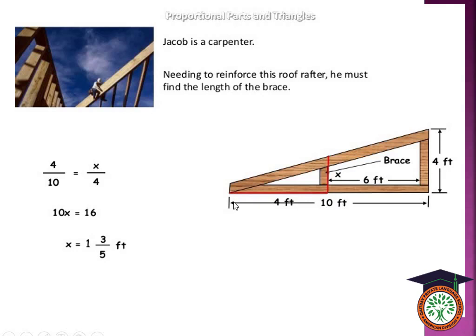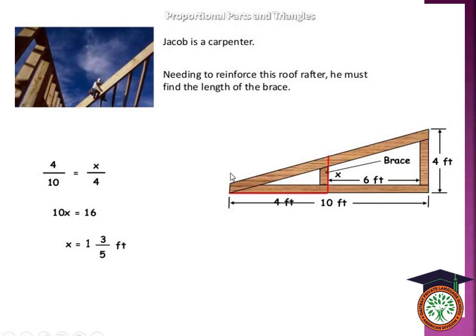So 4 over 10, this is the first ratio, equals, let's see, as we start with the small part of a triangle, the second ratio I must start with the small part. So I can say 4 over 10 equals 4 over x. No, start with the small part over the long part as we start here. Also the second ratio I must start with the small part over the whole part. So here 4 over 10 equals x over 4.